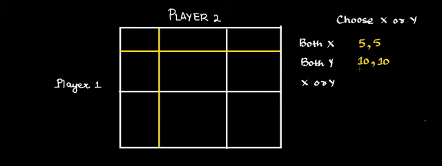If one chooses X and another chooses Y, then the person who's chosen X will get 20 and the person who's chosen Y will get 0. Now you can also put this in a tabular form. Player 1 is a row player. Player 2 is a column player.